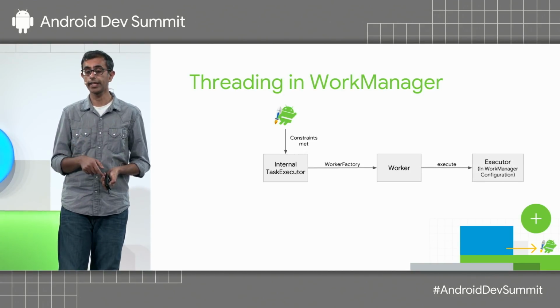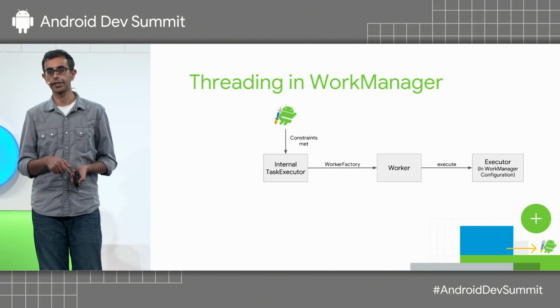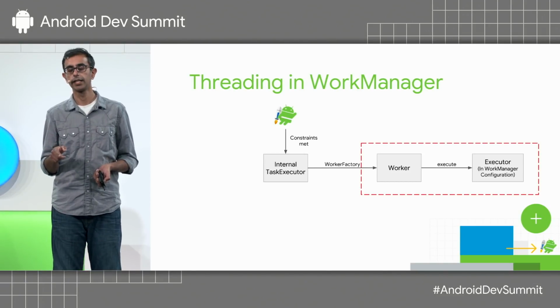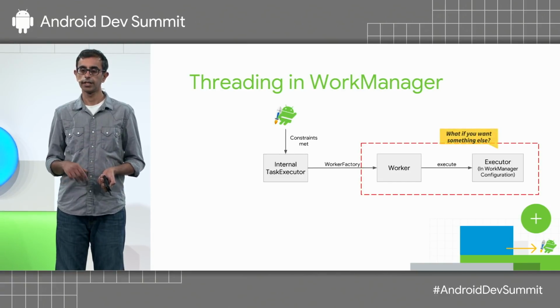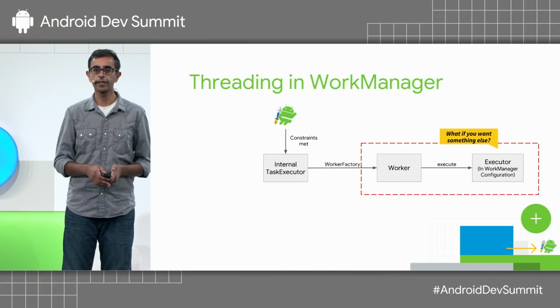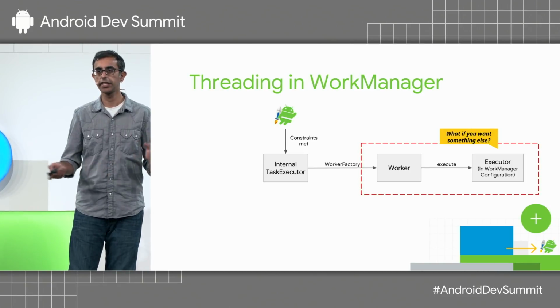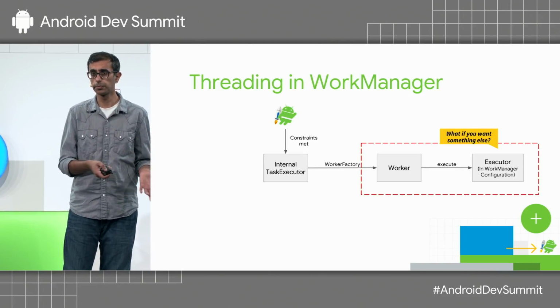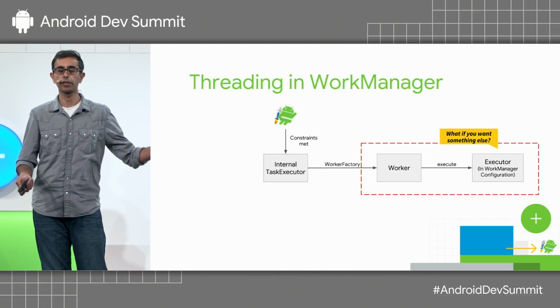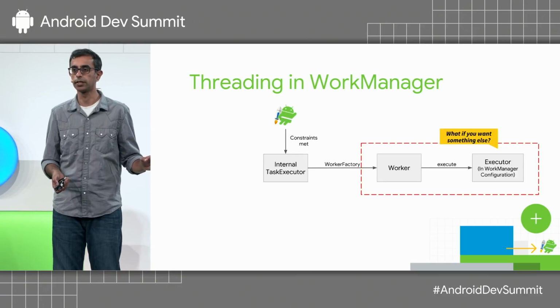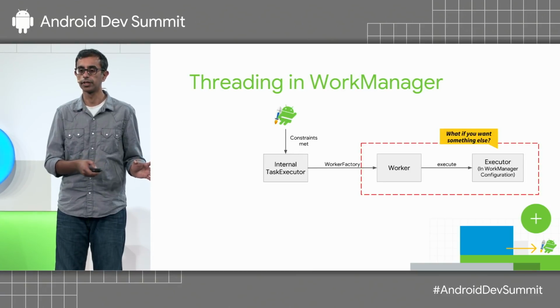After the worker's been created, we execute it on an executor. And this is also a thing that you can actually customize. We'll talk more about that later as well. But what if you don't want to execute something on that executor? We give you a default one. You can specify your own, but what if you're using RxJava? What if you're using coroutines? What if you have your own bespoke solution that you want to use to run things in the background?